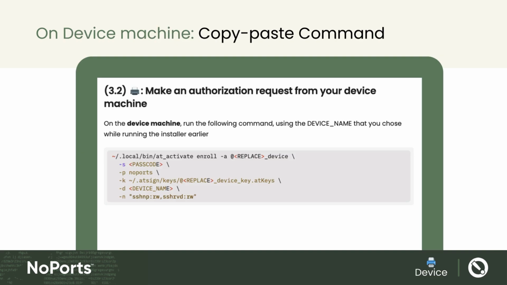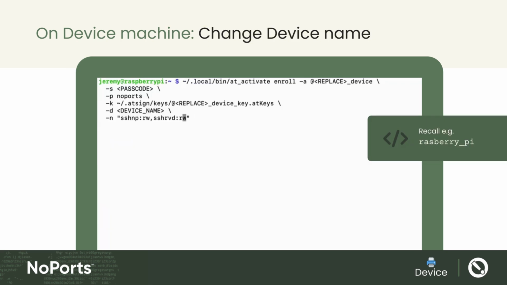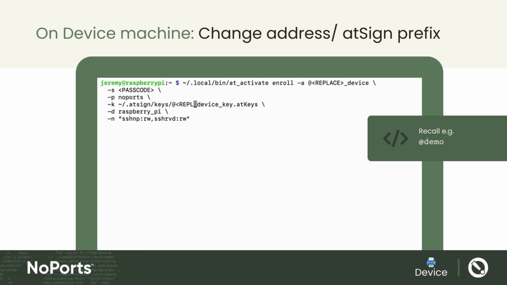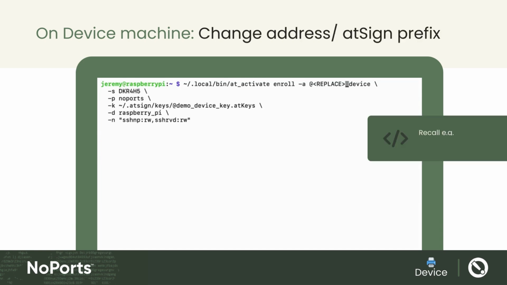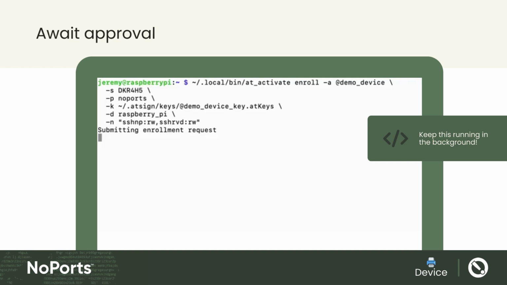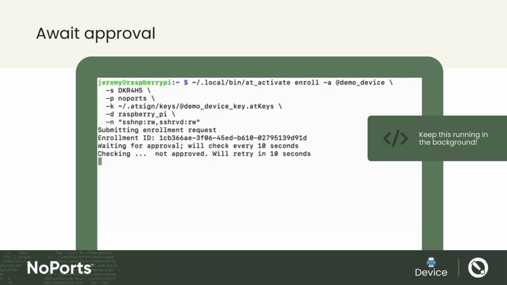Now head over to your device machine and copy and paste the command. You will have to change a couple of things in this command. First, change the device name with the same name that you set in the installation process. Then change the address prefix of your device address accordingly. Then change the passcode to the 6-character passcode that we got in the previous step. And lastly, change the address prefix one more time. If successful, the device will be waiting for an approval and will check every 10 seconds. If you see this, then you are good to move on to the next step.